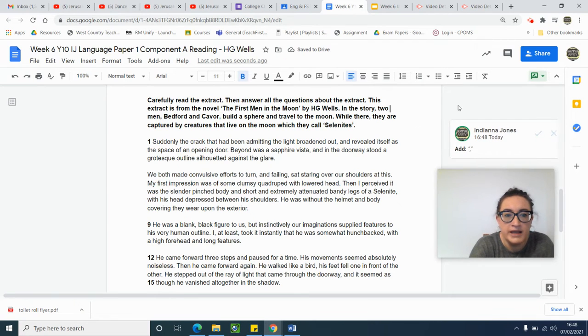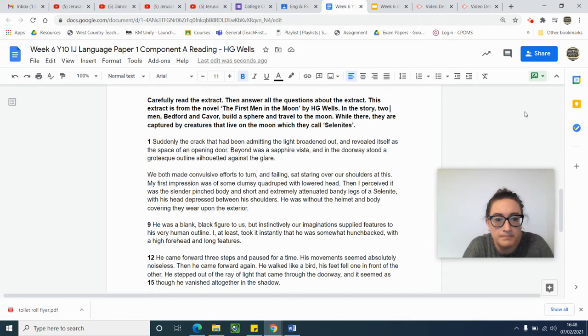While there, they are captured by creatures that live on the moon, which they call Selenites. Suddenly, the crack that had been admitting the light broadened out and revealed itself as the space of an opening door. Beyond was a sapphire vista, and in the doorway stood a grotesque outline silhouetted against the glare. We both made convulsive efforts to turn, and failing, we sat staring over our shoulders at this.